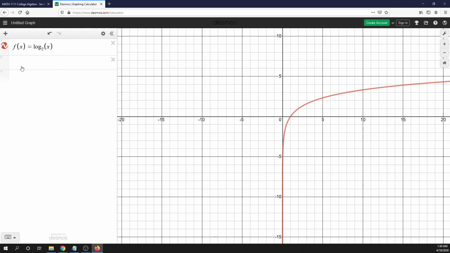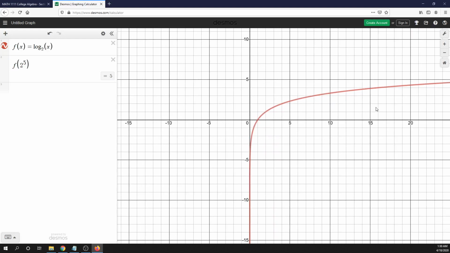It would be 2 to the 8th power. If I punch that in, I will get an 8 as the output. And similarly, whatever number, if you say for instance 5, you want to know, is that in the range? Well, if you just plug in 2 to the 5th into this function here, you're going to get a 5 out. And we can always do that no matter what real number we're talking about. So the range is all real numbers.